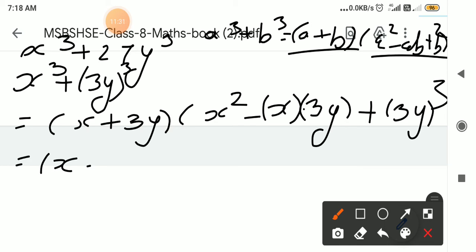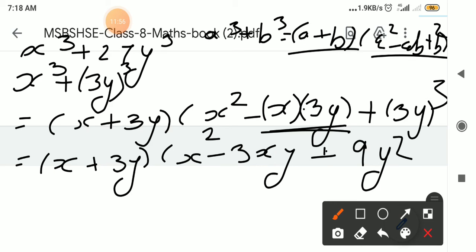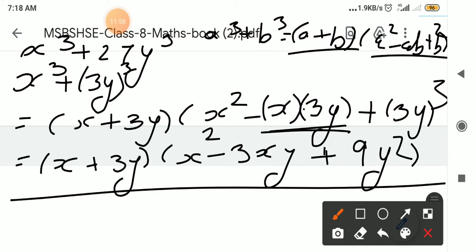So x cube plus (3y) cube is equal to (x plus 3y), and in another bracket x square. Generally we take the number first: the multiplication of x into 3y is 3xy, and plus 3 square is 9y square. Clear? In this way we have to factorize using a cube plus b cube. One more example we will see.